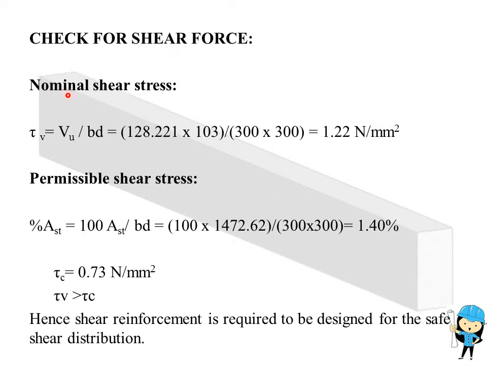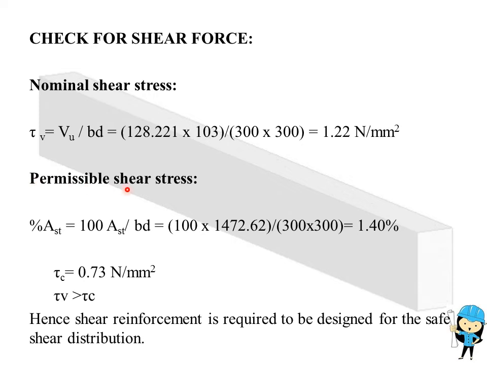Check for shear force. First we are going to calculate nominal shear stress value and permissible shear stress value, and we are going to compare them. So nominal shear stress is equal to Vu divided by B into D. Vu value we already know, it is 128.221 into 10 power 3, which is substituted for converting from kilonewton to newton, divided by B is equal to 300 and D is equal to 300. Therefore, the value of nominal shear stress, that is tau V, is equal to 1.22 Newton per mm square.